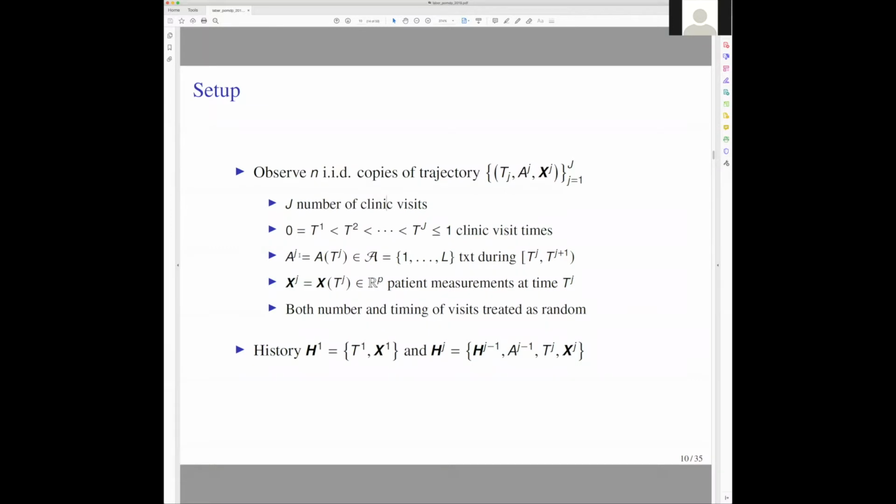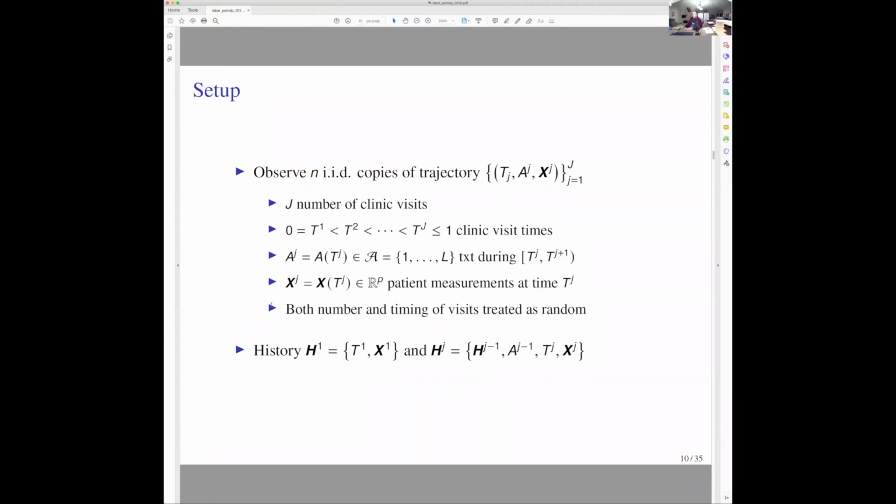AJ is a treatment which is assigned at time TJ. It takes values in a set 1 through L. And this is a treatment that's applied during the period TJ to TJ plus 1. Right, so that's the treatment the patient receives during that window. XJ is the patient measurements that are taken at the clinic visit at time TJ, and we'll assume that takes values in R^p. And as I mentioned, both the number and timing of visits are treated as random variables.